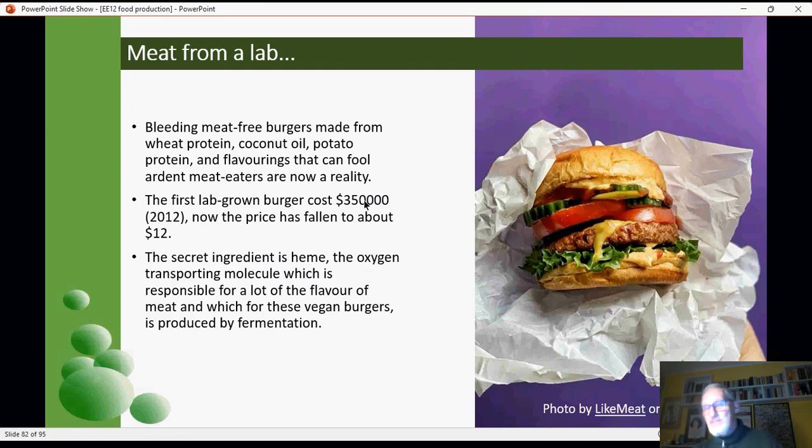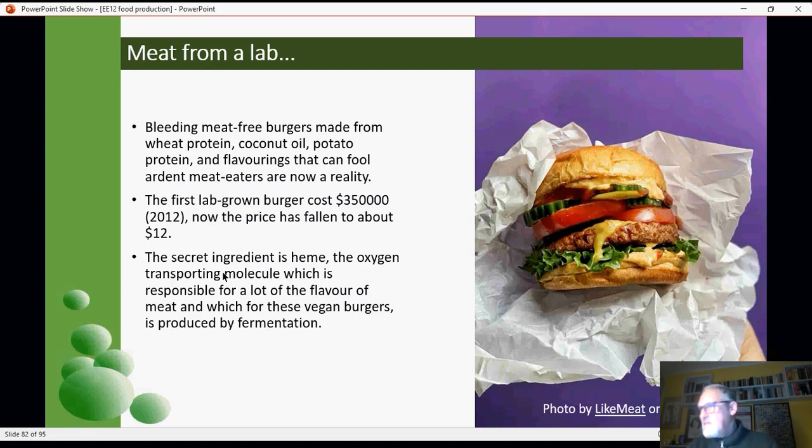The first lab-grown burger cost $350,000. That's obviously because you're taking into account all of the cost of the research, etc., etc. But now, the same technology, which has obviously been developed and completely changed, is able to produce extremely tasty meat tasting burgers for about $12, which is obviously now within the range of a gourmet burger, let's say.